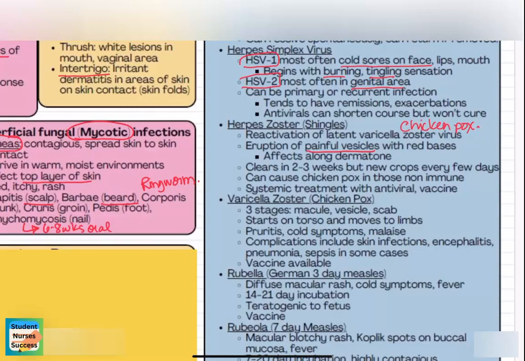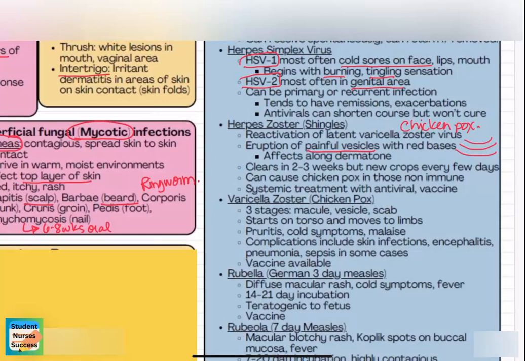They will affect along dermatomes. So you'll get these swaths of them along the torso in dermatome areas. They will clear in a couple weeks, but until then, new crops come up every couple days for a while. So it's about 2 to 3 weeks after the last crop appears.